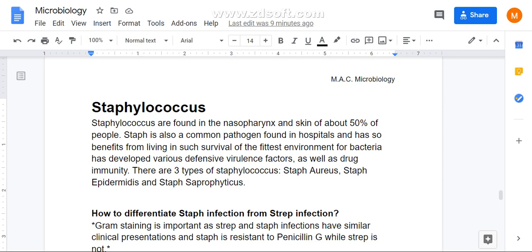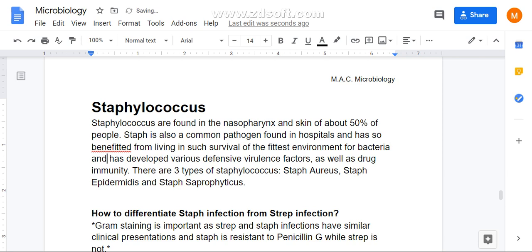Staph is found in the nasopharynx and the skin of about 50% of the people in the world. About half of the global population has staph naturally in the flora, in the skin, and in the nasopharynx. Staph is also a common pathogen found in hospitals, and has benefited from living in such a survival of the fittest environment for bacteria, and has developed various defensive virulence factors, as well as drug immunities.